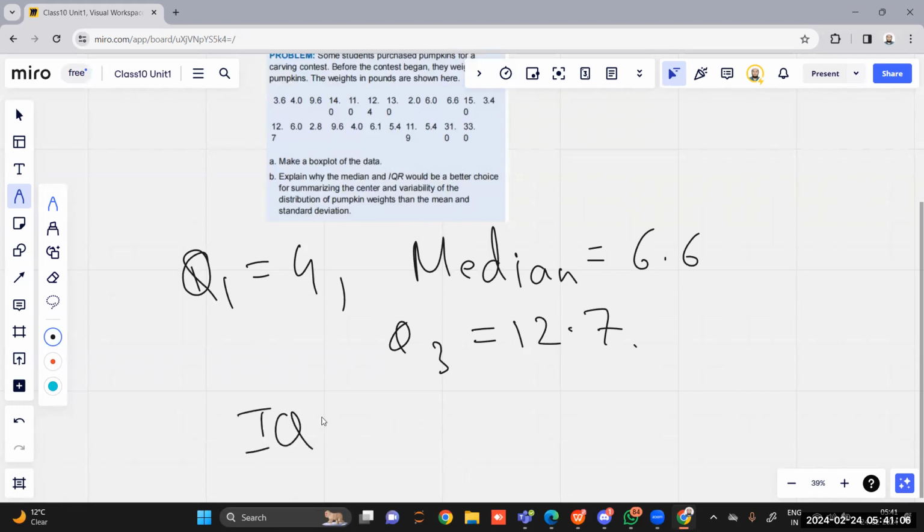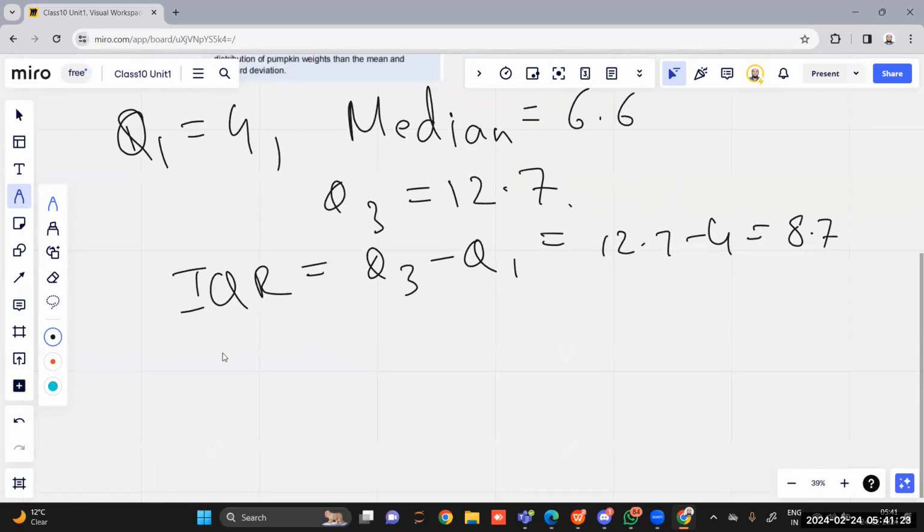How do we find it? IQR equals Q3 minus Q1. First, we need to find the IQR. It is 12.7 minus 4, which is 8.7. So how will we find the upper fence? It is 1.5 times 8.7, which equals a value.